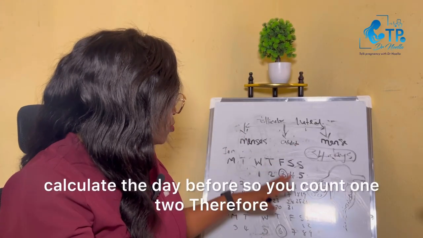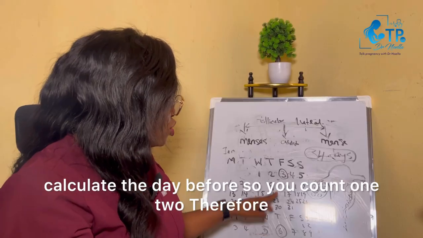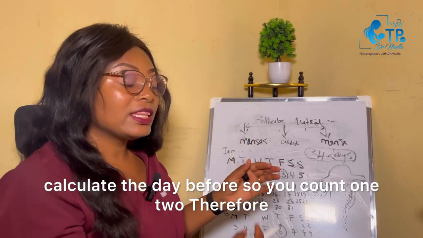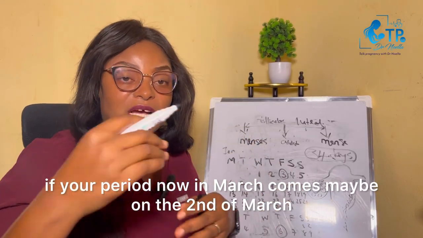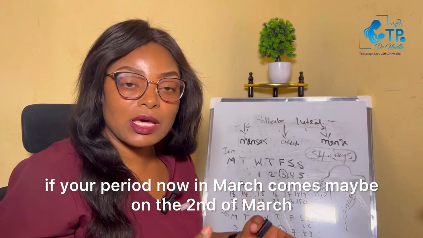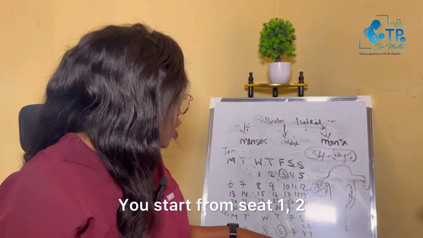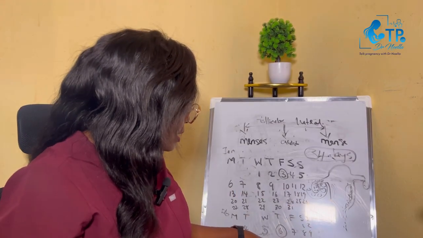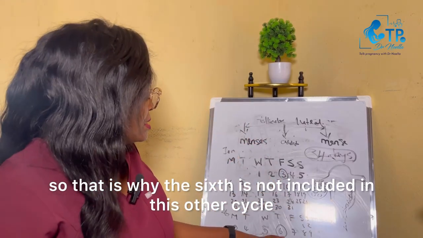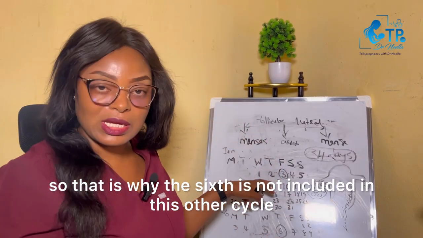So from here now, you calculate to the day before. So you count 1, 2. Therefore, if your period now in March comes maybe on the 2nd of March, how do you calculate it? You start from that day, 1, 2. So that is why that day is not included in this other cycle.